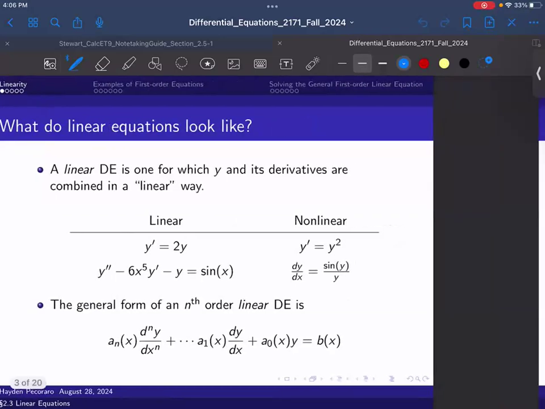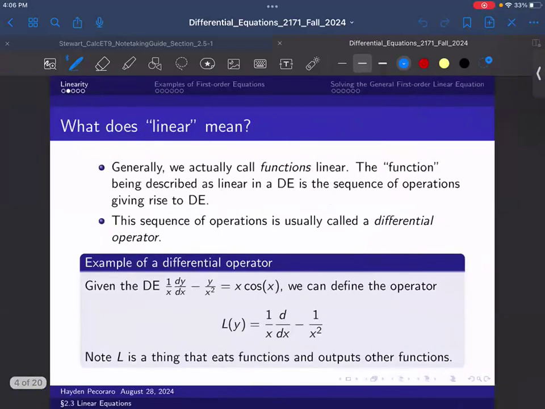All right, but we want to try and solve these things. In particular, we're doing first order equations, so we want to solve the first order linear equation. We'll get there. But so what does it mean in general? So we call functions linear, not usually equations. We sometimes call things linear equations, but what's really linear is the function part. The fact that we're applying some rule to a variable x and getting out something that behaves in a way that preserves straight line structure. All right, so the function is this sequence of operations giving rise to the differential equation. So something like this. And usually we call those sequences of operations differential operators.